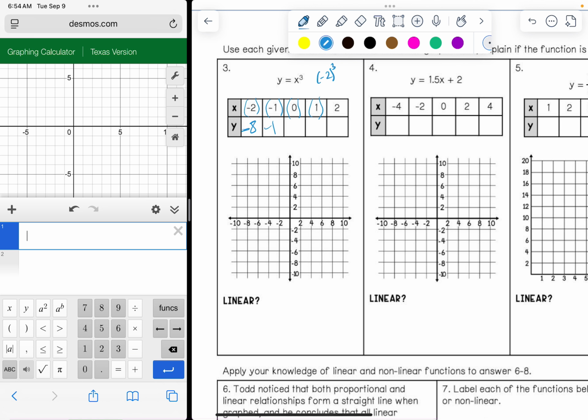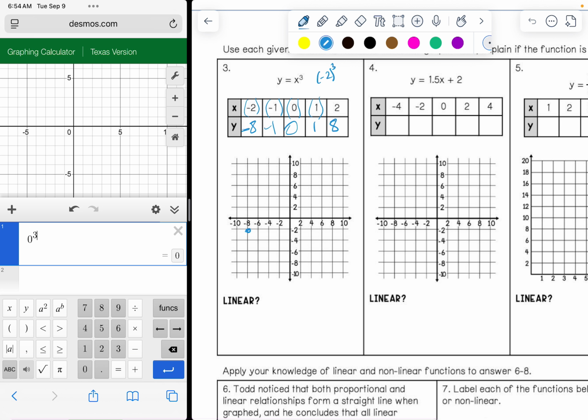Let's see what 0 to the third power is. 0 times 0 times 0 is 0. And then 1 to the third power is still going to be 1. And then finally 8. So that looks like it's going to be a parabola as well. So -8, -2, we'll plot that. -1, -1. Wait. Yeah. And then, what did I do? Oh, did I do something wrong?